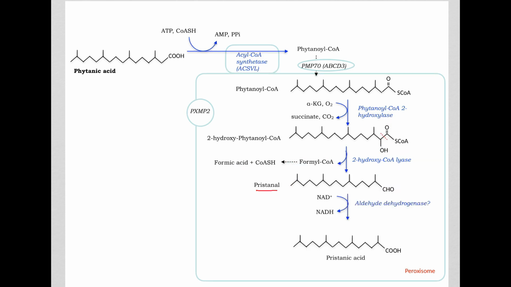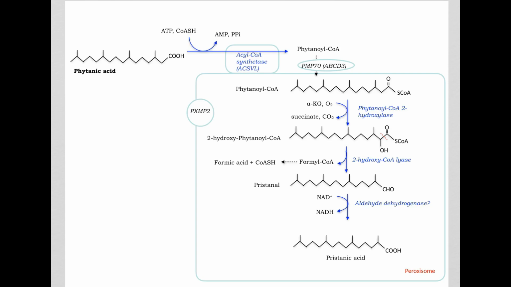The pristanyl is then oxidized by NAD. The aldehyde group gets converted into a carboxyl, forming pristanic acid. This reaction is probably catalyzed by some sort of an aldehyde dehydrogenase, although we are not quite certain about exactly what enzyme is involved here.